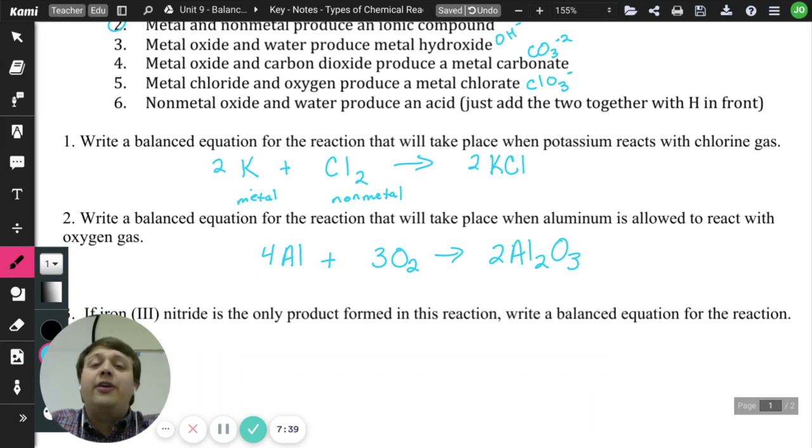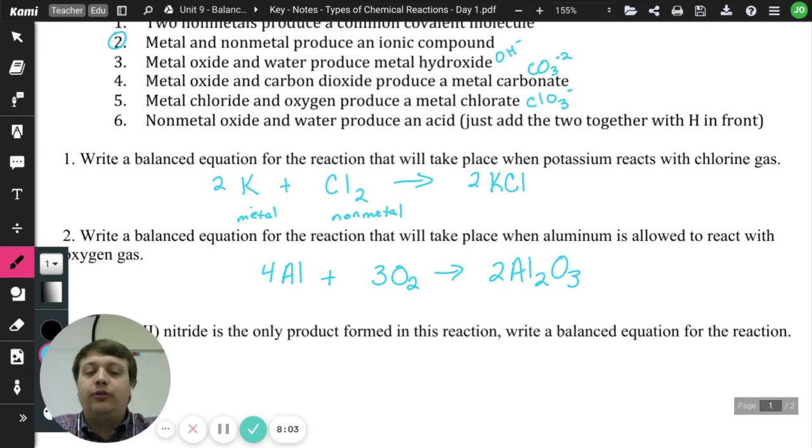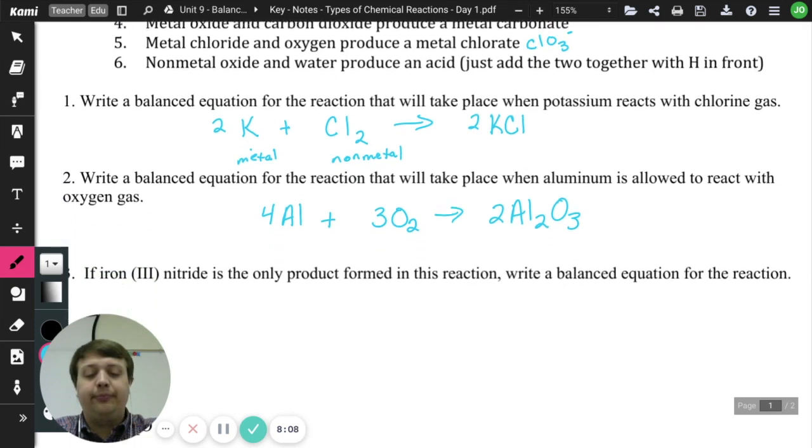All right, so this is what you should have ended up with. So I ended up with 4 aluminum plus 3 oxygen produces 2 aluminum oxide. So I did end up going in and balancing. It took 4, a 3, and a 2 to get all of that to balance out. All right. Now, this was essentially the same as question number 1, right? We took a metal and we took a nonmetal and we produced an ionic compound.